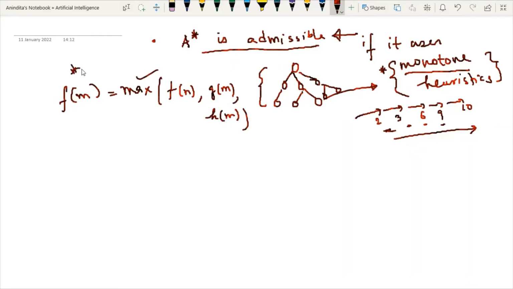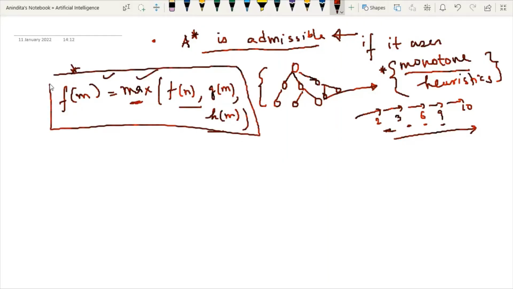If we use this kind of formulation, then what happens? Always the maximum value will be returned among the available costs. So by using this formulation, we can make a monotonic heuristic, right? Now, in order to prove this fact, we have to understand one point. Now, let's start with the admissibility proof.